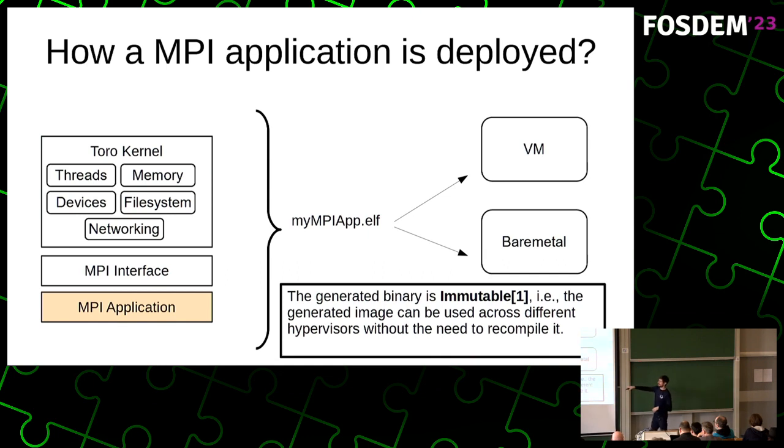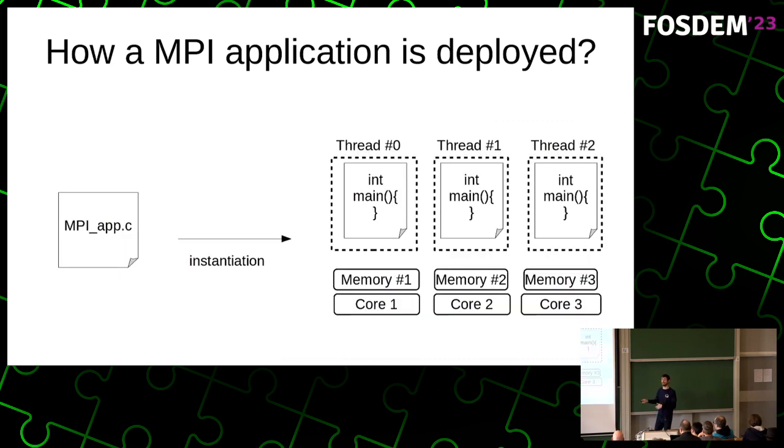So at the end, what you're going to get is an ELF, a binary, that could be used to deploy your application, either as a virtual machine or bare metal. So you don't have any operating system intermediary there. You have only your application, the threads, and so on, but you don't have anything else. If you get the MPI application.c, what's going to happen is we're going to get the main and instantiate it once for every core in the system as a thread.